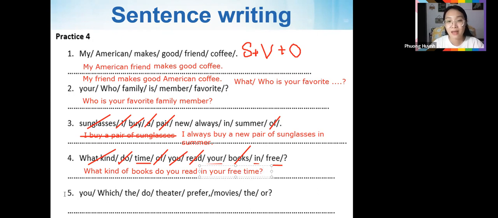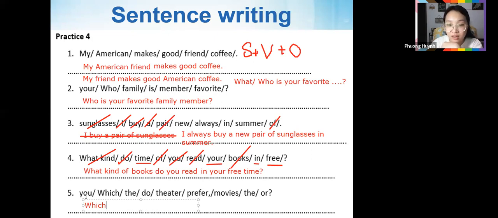Rồi, câu cuối cùng là câu cũng sẽ hỏi về sự lựa chọn. Bạn nhớ câu hỏi có chữ which là câu hỏi chọn giữa A và B. Rồi, bây giờ đầu tiên cô sẽ cho chữ which ha. Ok. Rồi, câu số 5. Bạn nhớ dùm câu which là câu hỏi có lựa chọn.